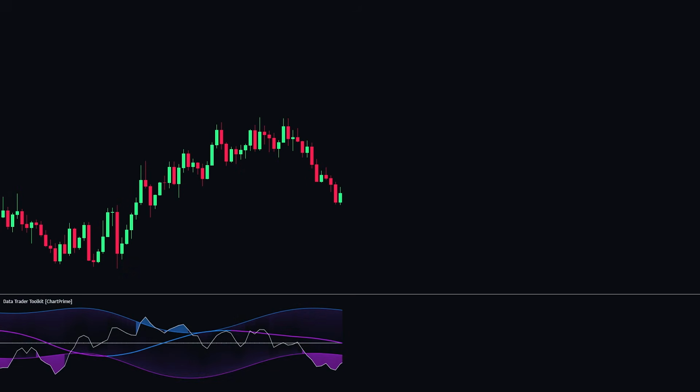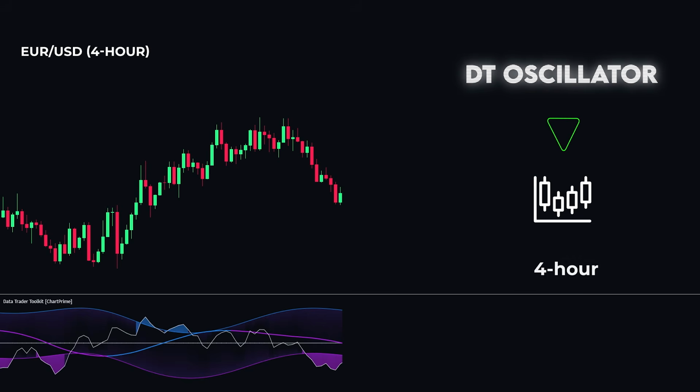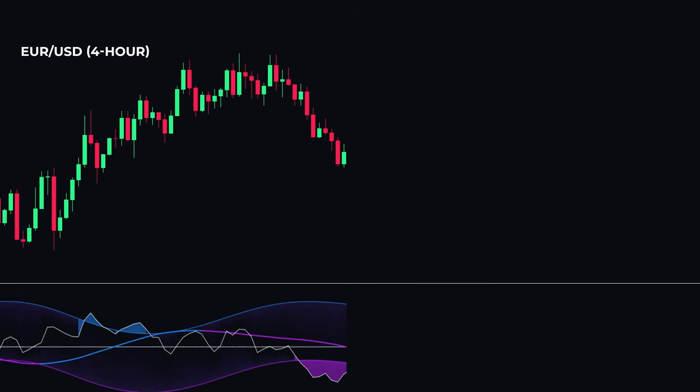The first feature that I'll be using is the DT Oscillator, and the chart we're looking at is the Euro-Dollar pair on the 4-hour time frame. Bear in mind that this indicator works across all time frames and markets, whether it be Forex, stocks, crypto, futures, etc. But from all the backtests we've done, the 4-hour time frame seems to perform best. So, here's how to use the indicator.